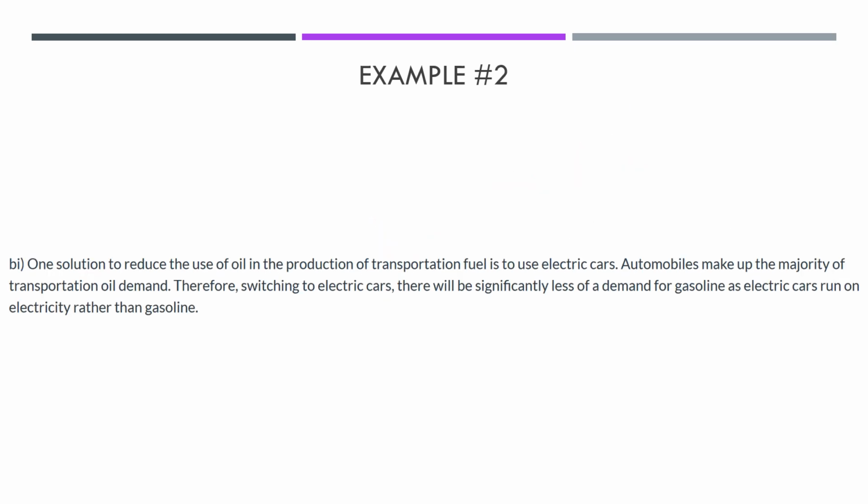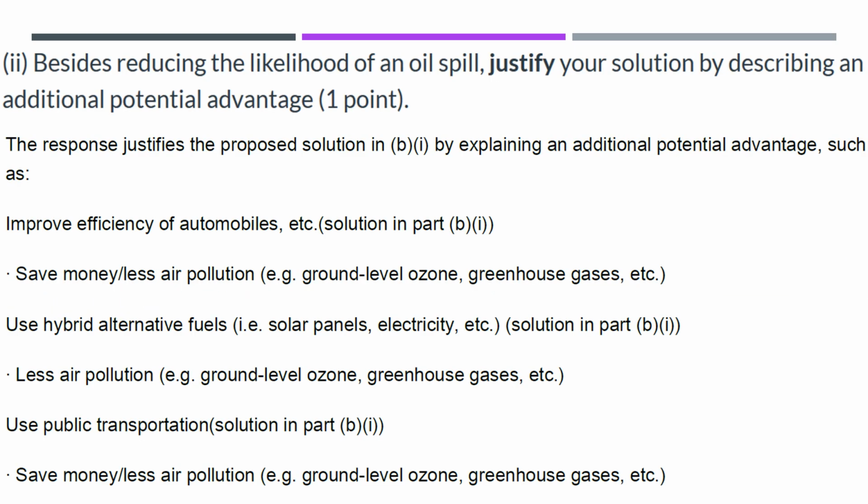Example number 2. One solution to reduce the use of oil in the production of transportation fuel is to use electric cars. Automobiles make up the majority of transportation oil demand. Therefore, switching to electric cars, there will be significantly less of a demand for gasoline as electric cars run on electricity rather than gasoline. Again, this right here, y'all, is linked to the previous problem.